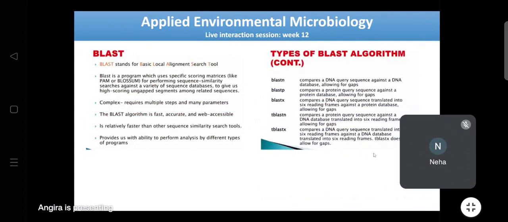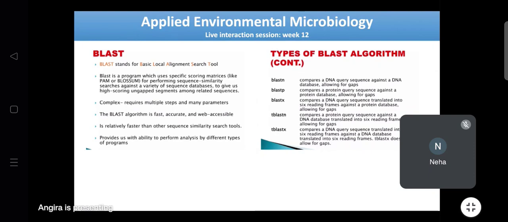So, as I said, BLAST stands for Basic Local Alignment Search Tool. It is a program which uses scoring matrices for performing sequence similarity searches between a variety of sequences or databases, be it nucleotide or amino acid, to give us high scoring ungapped segments among related sequences. Basically, if there is a match, it will score it as 1, and depending upon the score, it will tell us how much relatedness is seen between the two sequences.